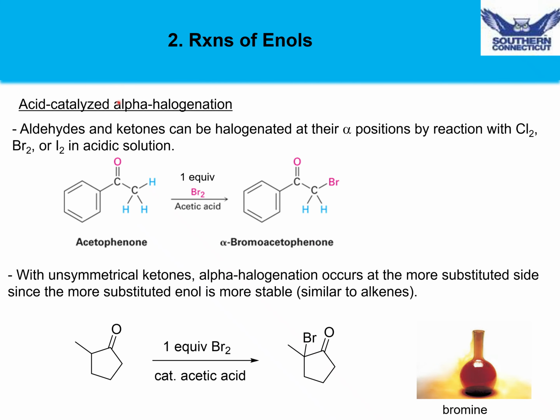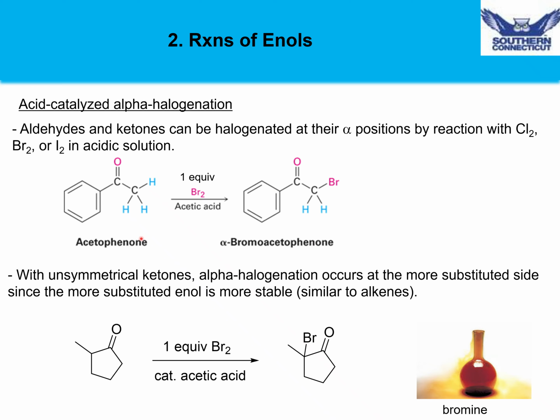Aldehydes and ketones will react with Cl2, Br2, or I2 under acidic conditions to replace an alpha hydrogen with a halogen. As an example, acetophenone, when mixed with acetic acid, which would be our acid catalyst, and one equivalent of Br2, will lead to replacing one of these three alpha hydrogens with a bromine. Note that the left side has no alpha hydrogens, and so no substitution will occur on that side.